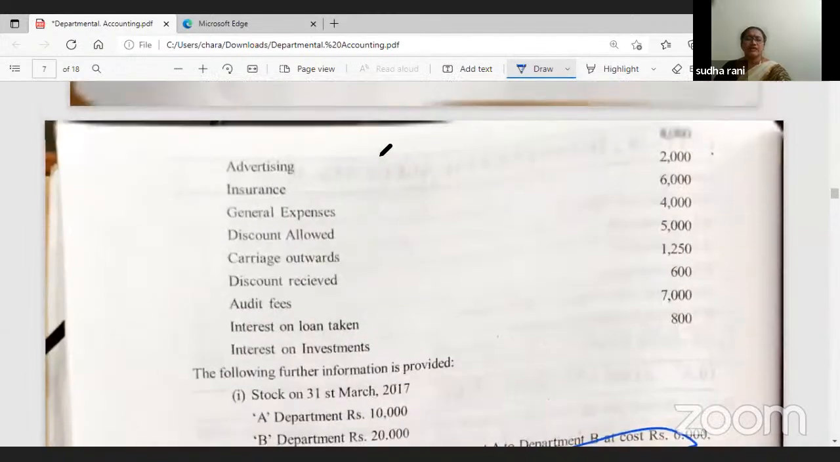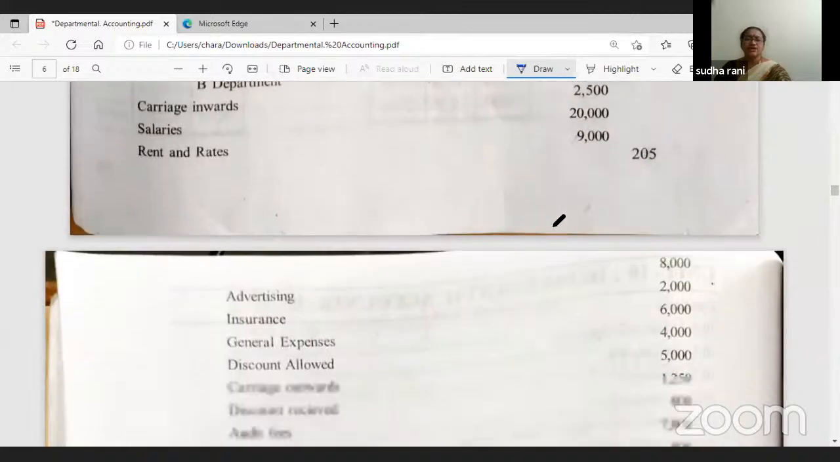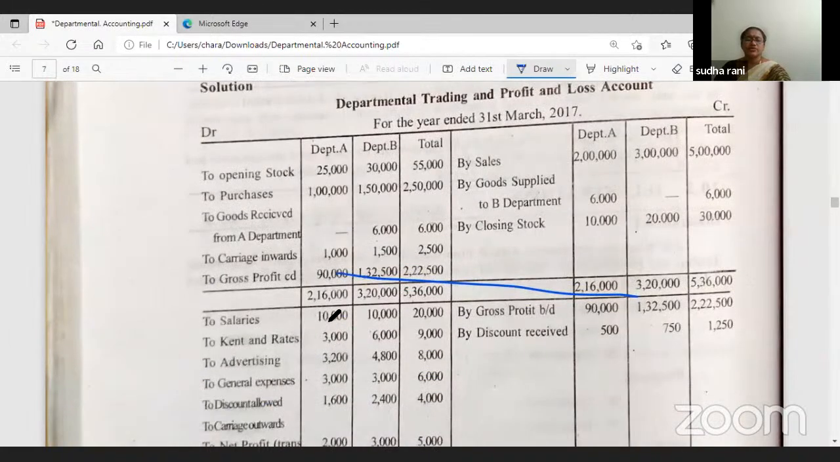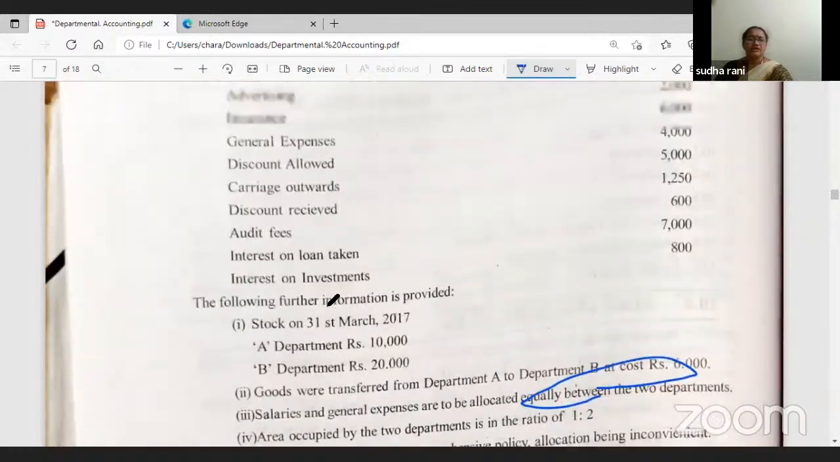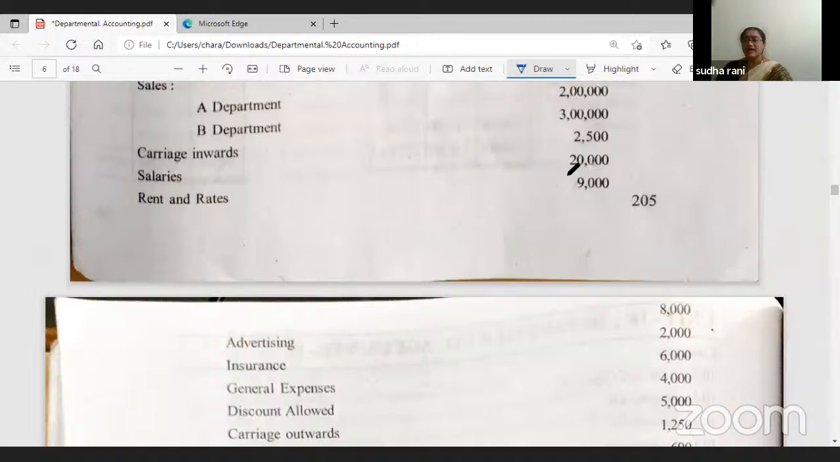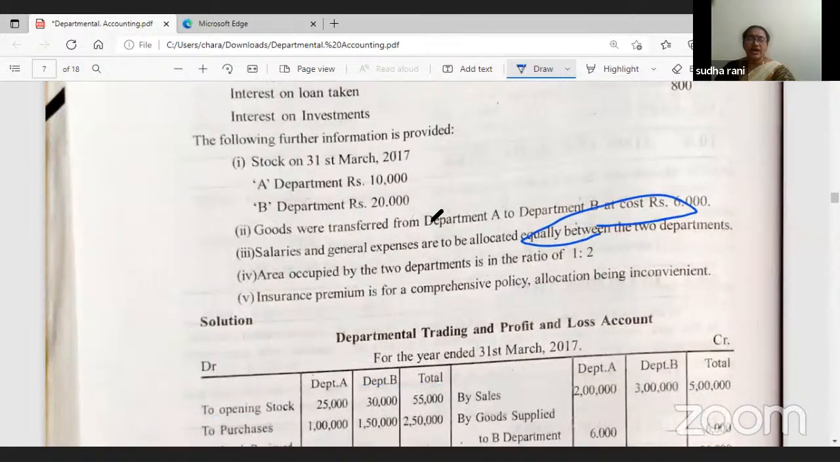What is the amount of salaries actually given? Salary is given as 20,000, so 10,000, 10,000 we distributed equally. Next, rent and rates, 9,000. Rent is based on area occupied. In the question, the area occupied by the two departments is in the ratio of 1:2. That means the total area is 3. 1/3 is department A, 2/3 is department B.